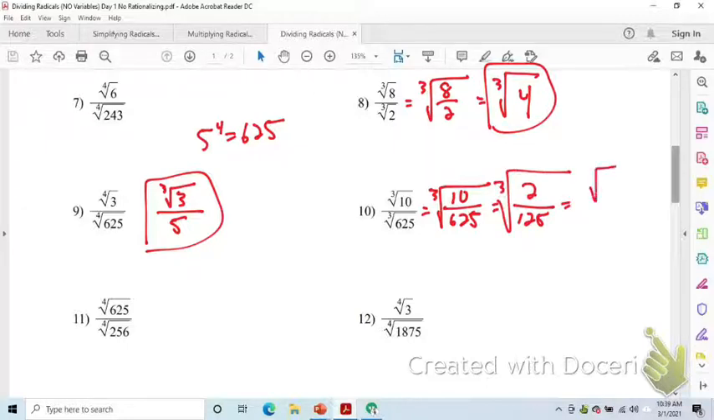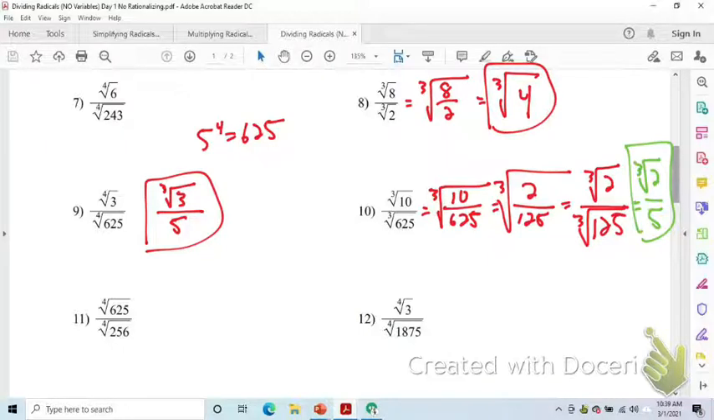So now I'm going to put the cube root on top. I'm also going to put the cube root on bottom. The reason I did that is because now, ladies and gentlemen, I can take the 3rd root of 125. The 3rd root of 125 is just 5. So 5 stays there. The 3rd root or cube root of 2 stays up top, and that's it.